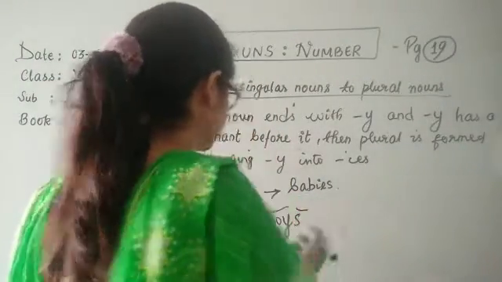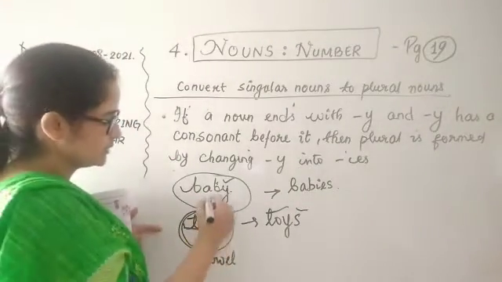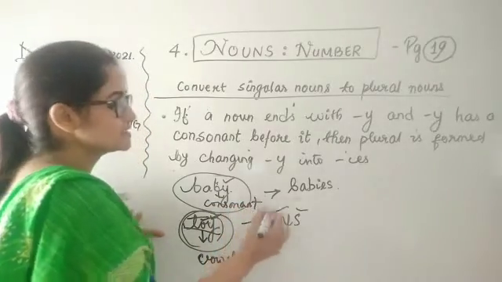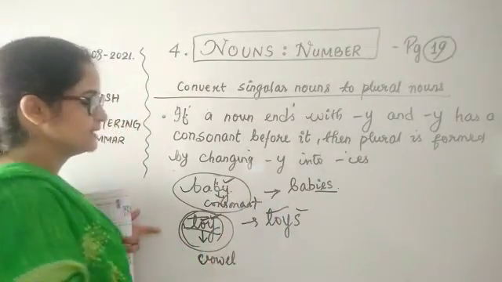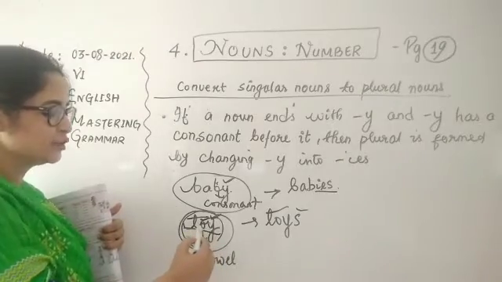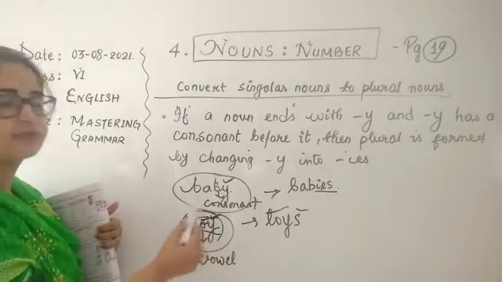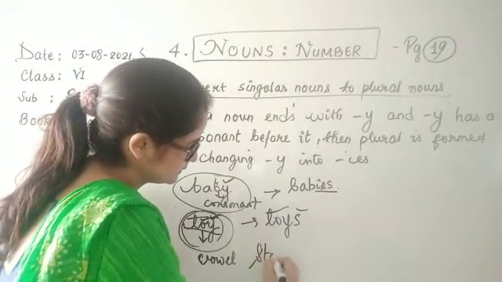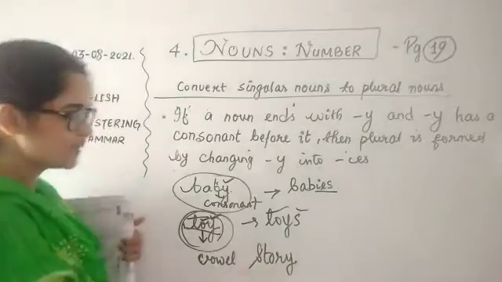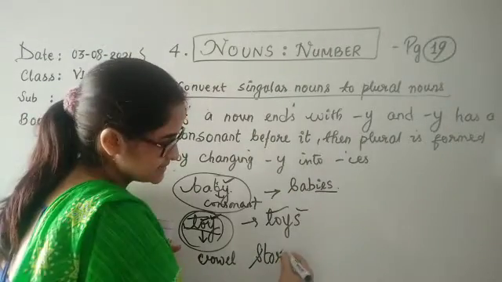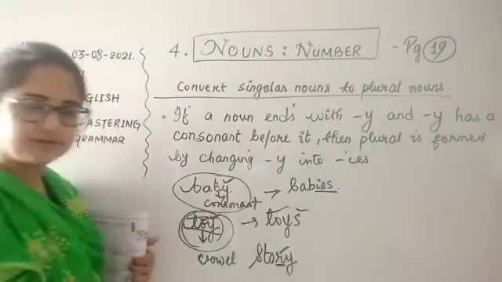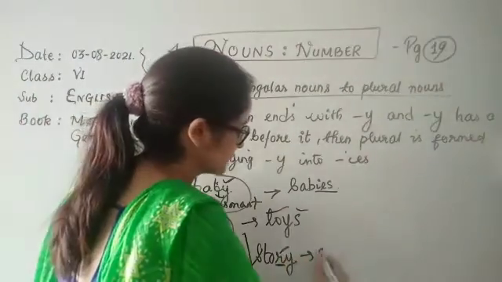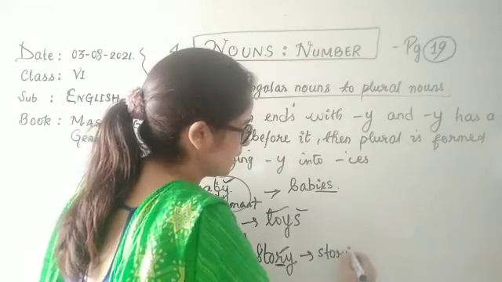Whenever you see that there is a vowel, this was a consonant, right children? That's the reason we used IES in place of y. But whenever you see that before y there is a vowel, you are always going to add s. Like see, story. This story has R in front of Y. That's why we are going to change it into IES.